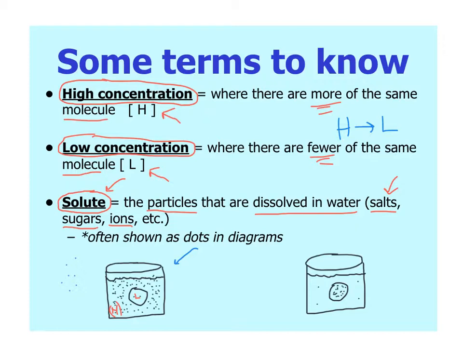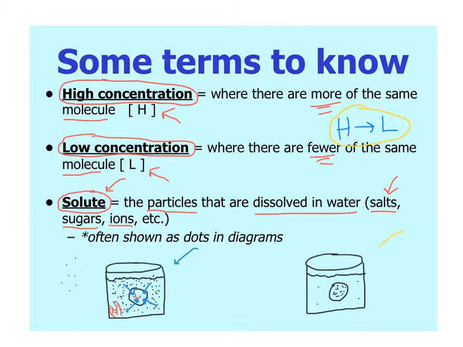So through diffusion, those dots are going to move. That oxygen is going to diffuse from high to low concentration, and they're going to go into the cell. Because remember, in diffusion, things always go from high concentration to low concentration.